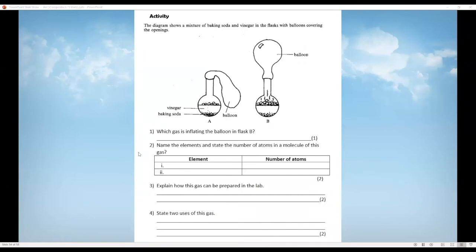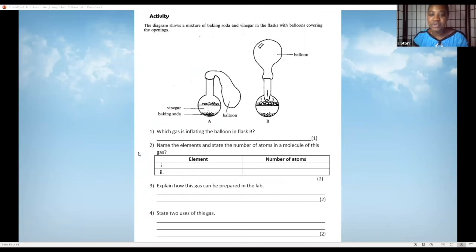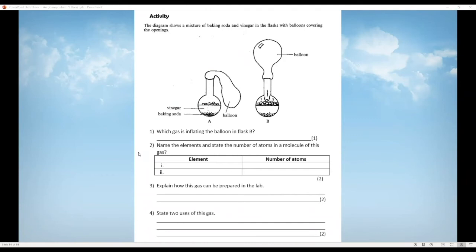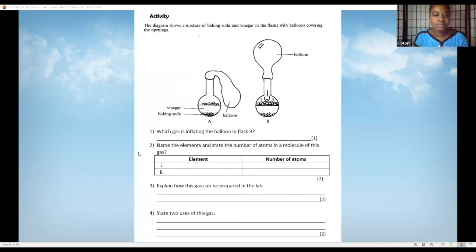So you're saying when we finish the paper, we have to email it to you? Yes, when you're finished, you can email me the answers that you did. Okay, thank you. No problem.